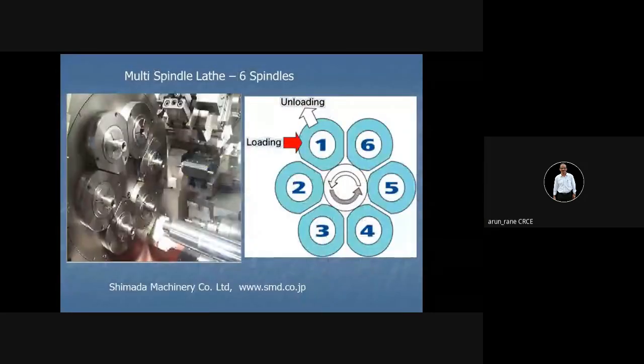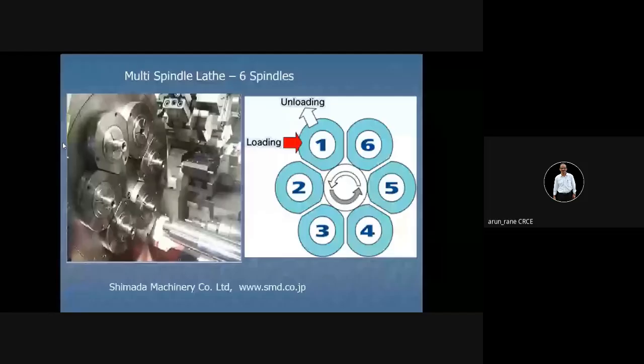Then multi-spindle leg. Now this is 6 spindles. Now where are the spindles here? This is the first, second, third, 4, 5 and 6. So this is for the multi-spindle. So 6 components are being turned simultaneously. Production will be 6 times.